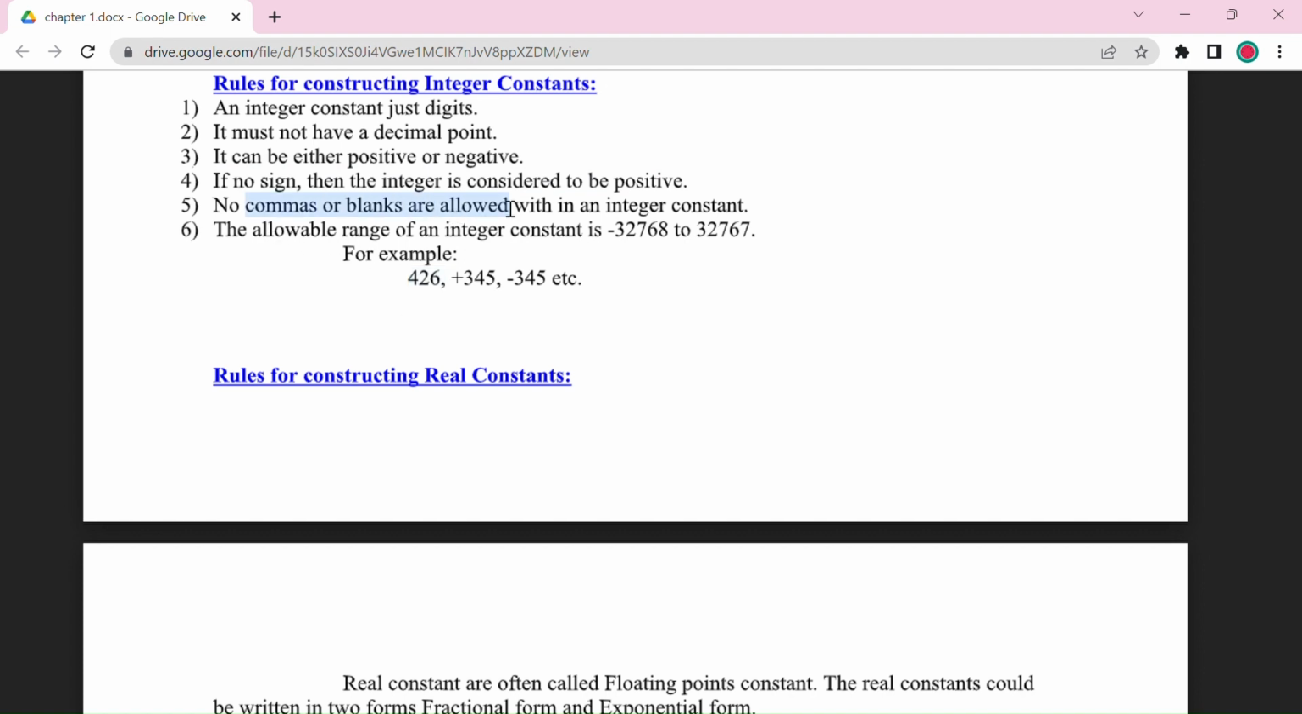No commas or blanks are allowed within an integer constant. If you are seeing these commas, they are just to separate these different examples. You cannot really put commas or blanks into the integer constant, because the C compiler will give you an error, okay? The allowable range of an integer constant is negative 32,768 to positive 32,767. So these are just some examples of integer constants, right?